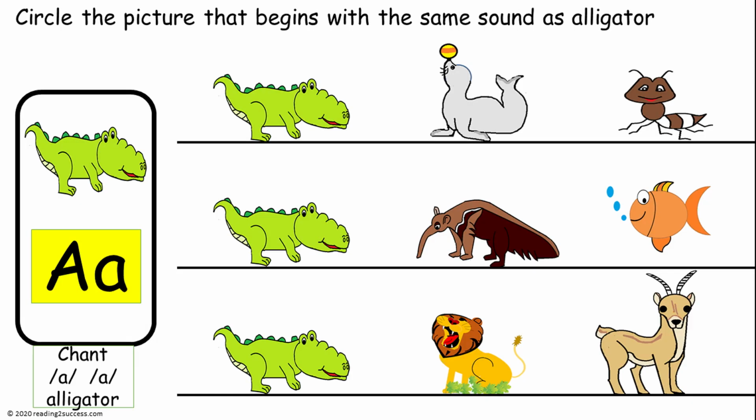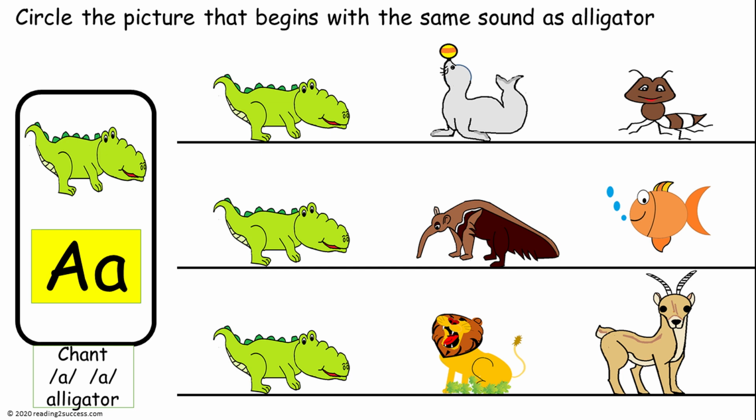This is the first practice activity, so kids will need some support. In each row, we want kids to circle the picture that begins with the same beginning sound as alligator. In the first row, we have a seal and an ant. Which one, seal or ant, sounds like alligator? And hopefully they circle the ant.